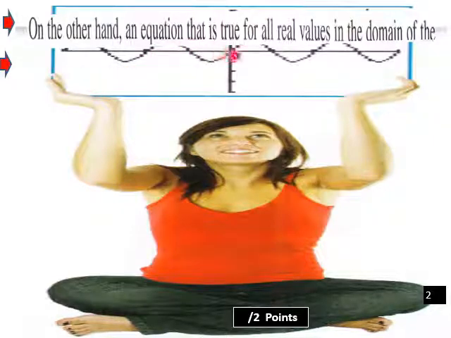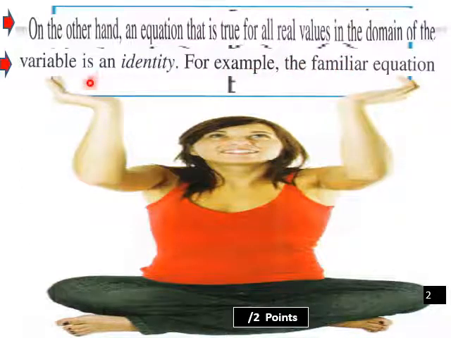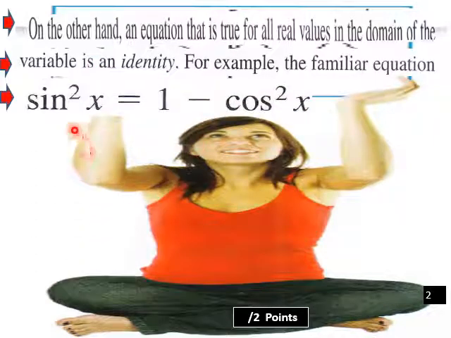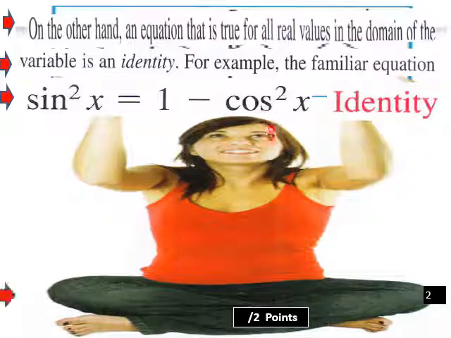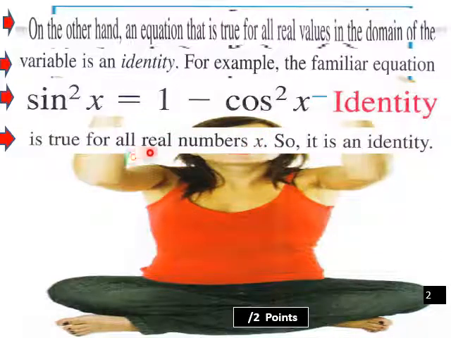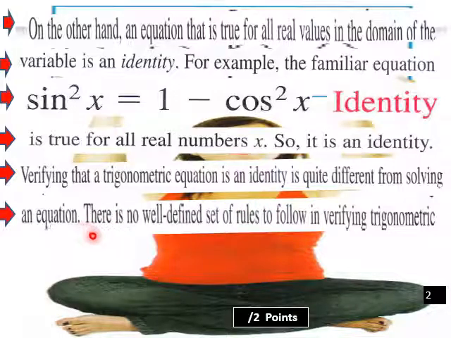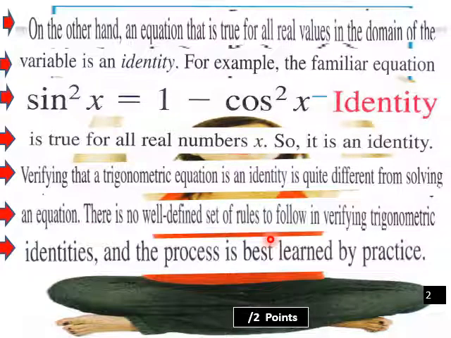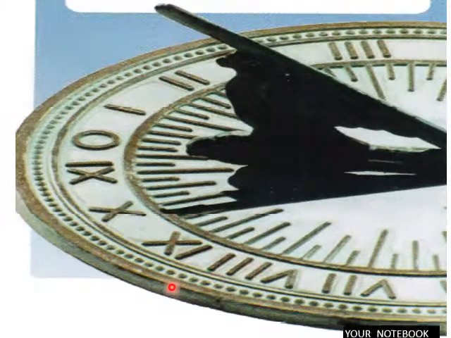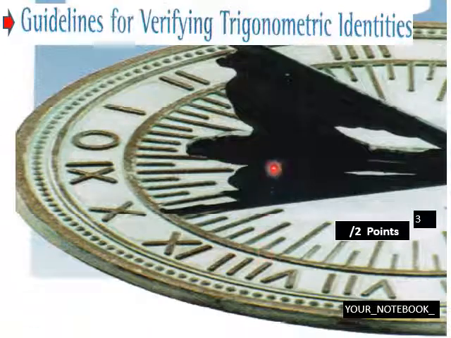On the other hand, an equation that is true for all real values in the domain of the variable is an identity. For example, the familiar equation sin squared x equals 1 minus cosine squared x is an identity. It's true for all real numbers x. So it is an identity. Verifying a trigonometric equation is an identity is quite different from solving an equation. There is no well-defined set of rules to follow in verifying trigonometric identities, and the process is best learned through practice. So practice makes perfect in verifying identities.